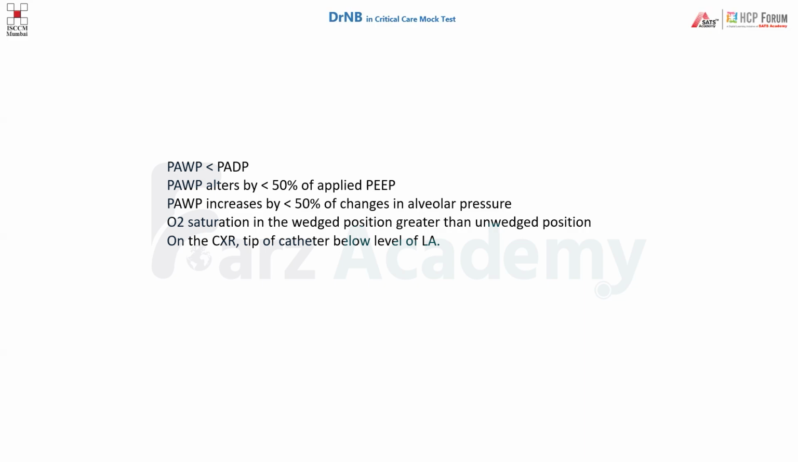On the X-ray, the tip of the catheter should be below the level of the left atrium. And when you collect the sample in the wedged position, the color of the blood should be pink, and the PO2 that we measure should be higher than that of the blood collected from the other zones. So these are a few important points which tell you the appropriate positioning of the pulmonary artery catheter.